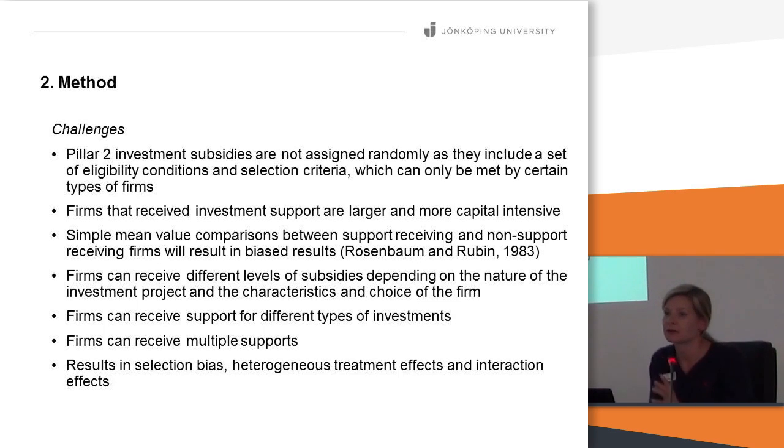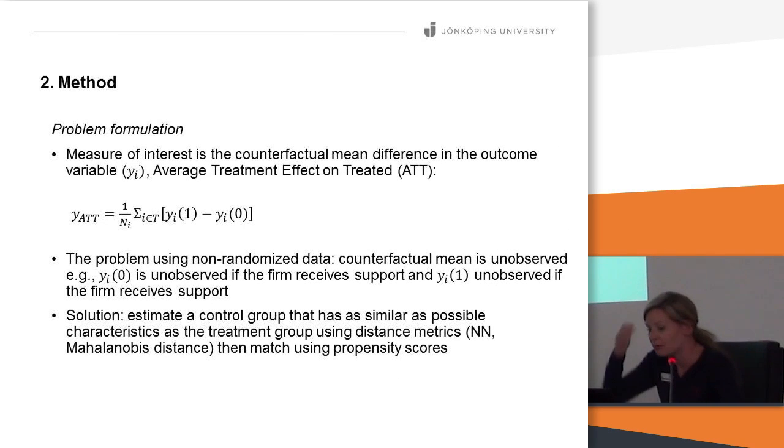So all of this together will result in a selection bias: the fact that we have heterogeneous treatment effects across levels, across farm types, and we also have interaction effects between different types of supports. So it's not an easy task. And what we are after is the same as you were after in your presentation. We want to find the counterfactual mean difference in the outcome variable, which in our case is productivity. So we want to find the average treatment effect on the treated.